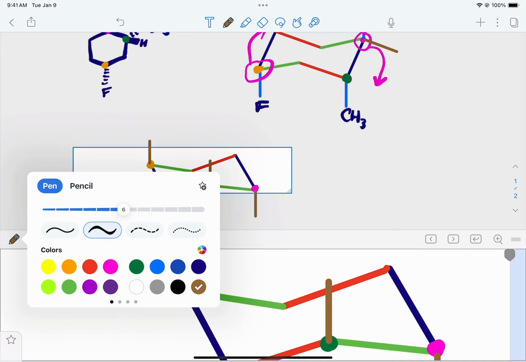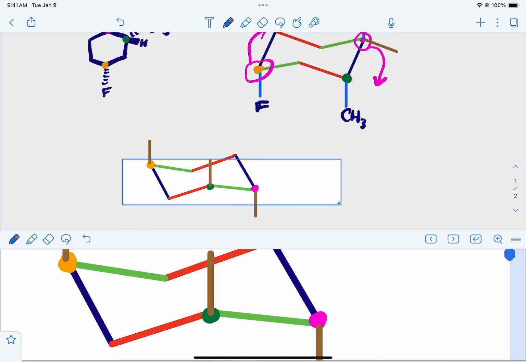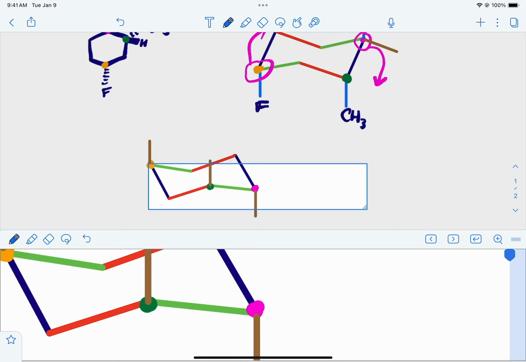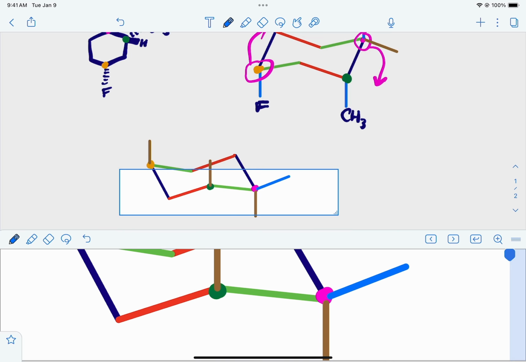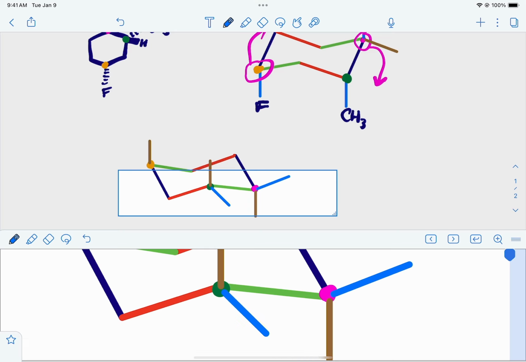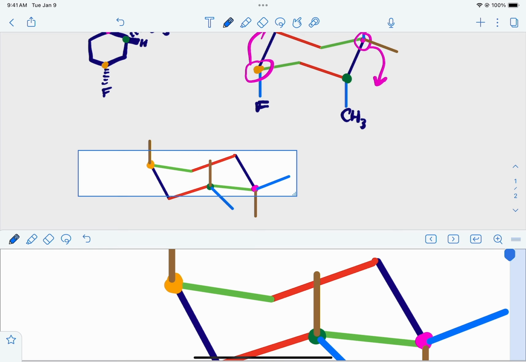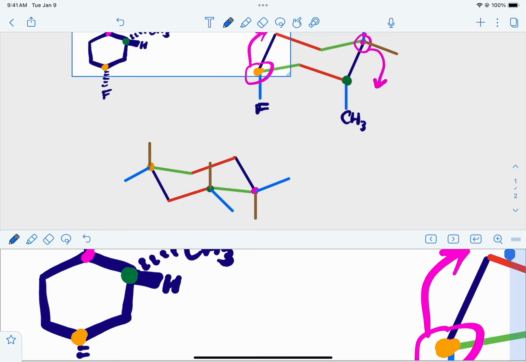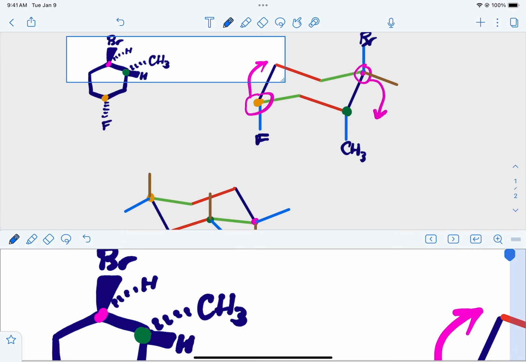Now, our equatorial, where do our equatorial groups go? Well, this is a dark blue and green vertex, so the equatorial group is going to go parallel to a red line. So we're going to go parallel to the red. This is a red and green vertex, so we're going to go parallel to the dark blue. Okay, and then this is a dark blue and green vertex, so we're going to go parallel to the red. Like that.